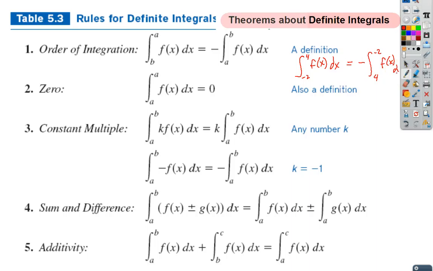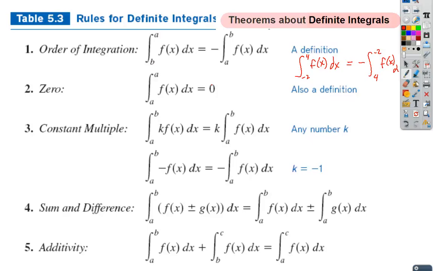Order makes a difference. It should always be smallest to biggest. When it's biggest to smallest, you flip them and make a negative. The other one is zero. If I have an integral that goes from the same number to the same number, it's going to be 0 every single time, because you've got to think about that. What's the area underneath the curve from one number to the same number?